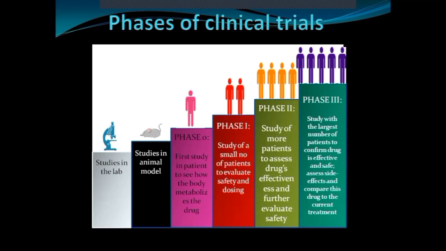Phase 1 is called Human Experimentation Trial, in which a small number of patients are studied to evaluate the safety and dosing. Phase 2 is called Therapeutic Exploratory Trial, in which more patients are studied to assess the drug's effectiveness and further evaluate safety. Phase 3 trial is called Therapeutic Confirmatory Trial, in which the study is done with the largest number of patients to confirm the drug is effective and safe, and they compare the drug with the current treatment. Phase 4 is called Post-Marketing Surveillance Study. In this, a large number of patients are being treated.